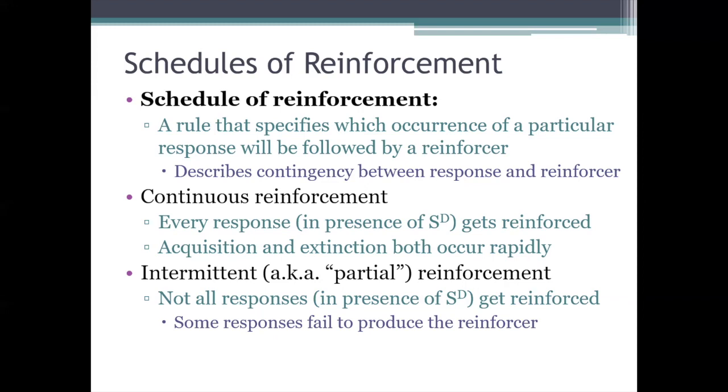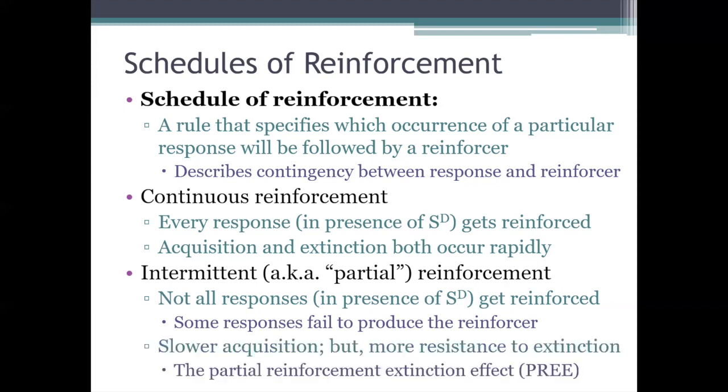So acquisition happens faster with continuous reinforcement because obviously, if a certain reinforcer always follows a certain behavior, then it's easy to recognize that, okay, when I do this, then this happens. As a result, you're going to form that association quickly. But the drawback to continuous reinforcement is that, yeah, acquisition happens quickly, but so does extinction.